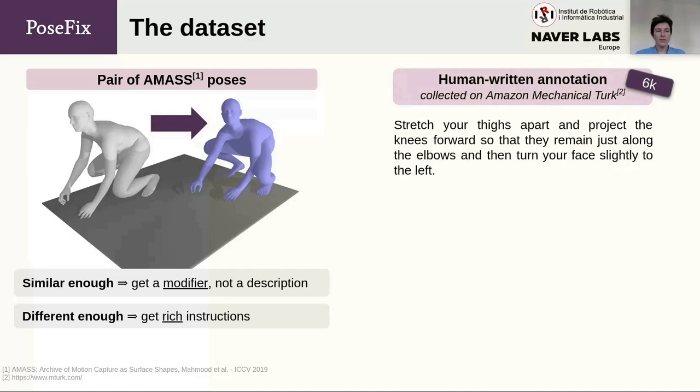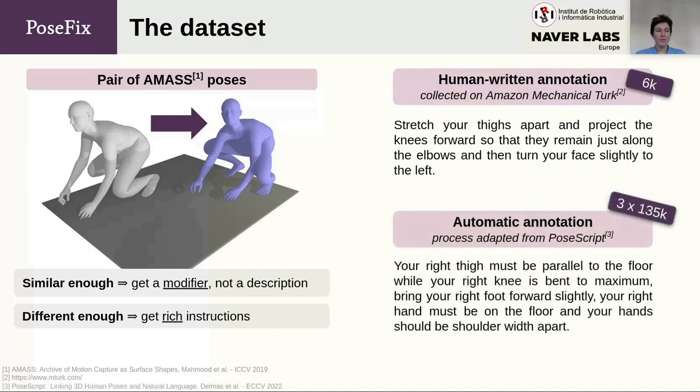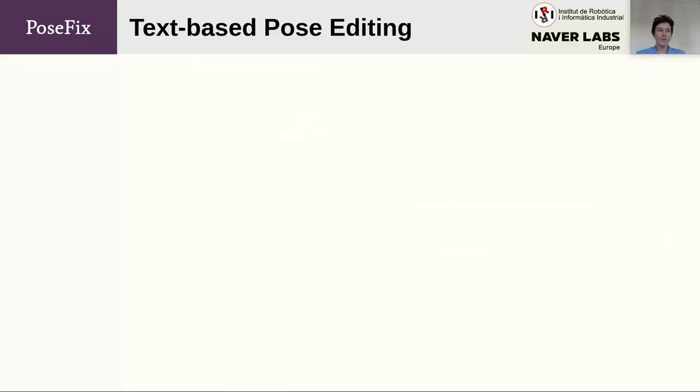We collected over 6,000 human-written annotations on Amazon Mechanical Turk, and further adapted the automatic pipeline from PoseScript to generate hundreds of thousands of automatic annotations. Once we gathered the PoseFix dataset, we designed two applications.